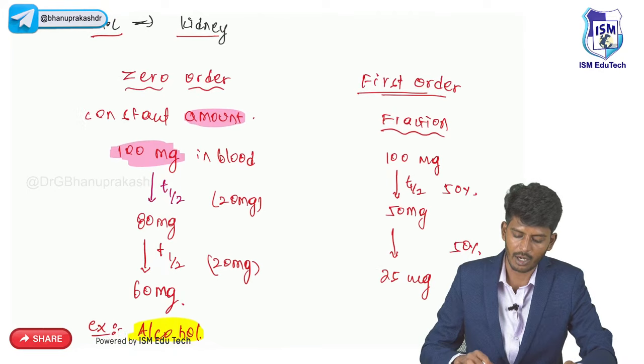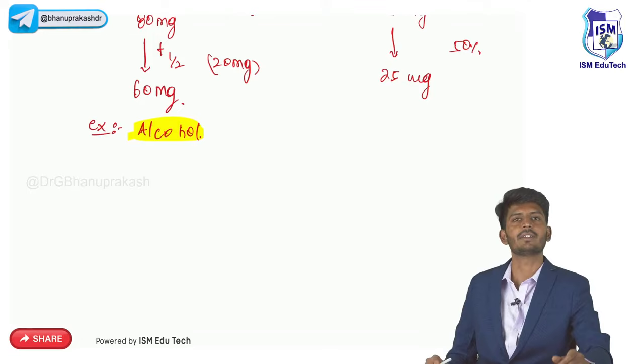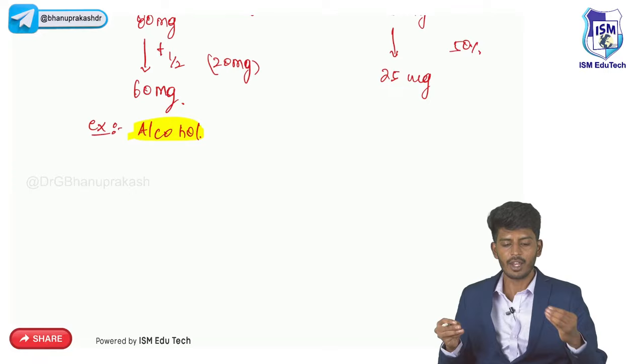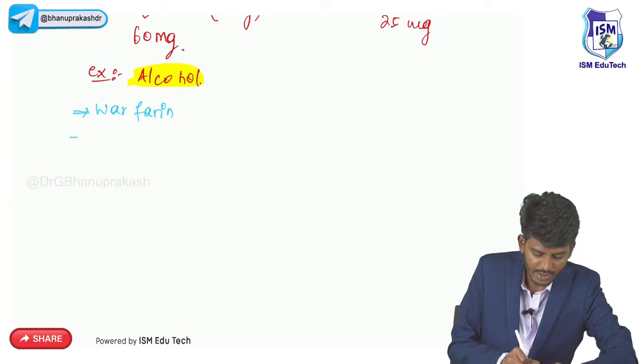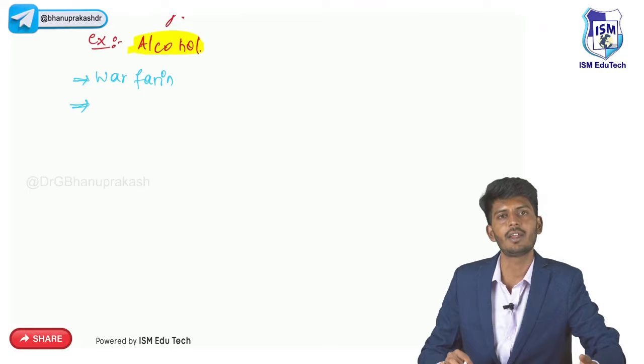Now, zero order kinetics, the classic example I want you to remember is alcohol, but please do not put yourself in a position where you'll struggle to remember other drugs, though I'll give you the examples. Zero order kinetics, other examples such as warfarin. Again I'm telling you, there is no fixed rule that these drugs will always follow zero order kinetics. Yes, mostly they follow zero order kinetics, but they can shift to first order kinetics also.